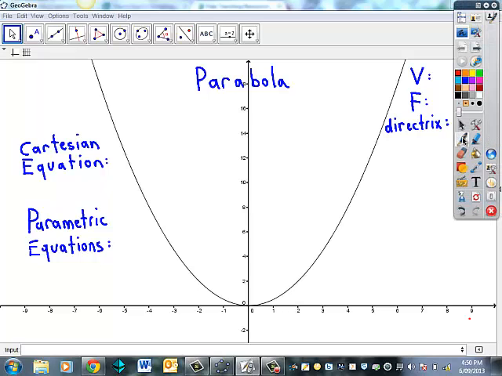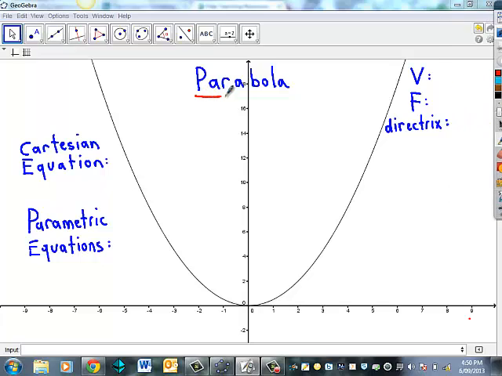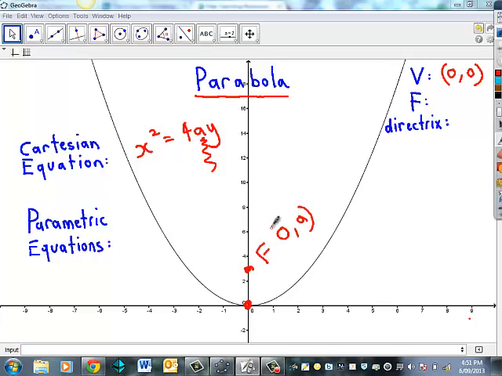Okay, let's begin by looking at what we should already know. We should know that we can describe a parabola in terms of a Cartesian equation, like this, x squared equals 4ay, where that will give us a concave up parabola whose vertex is at the origin and whose focal length is this value a. And so the focus for the parabola should be at (0, a), and the equation of the directrix, which will be down here, will be y equals minus a.